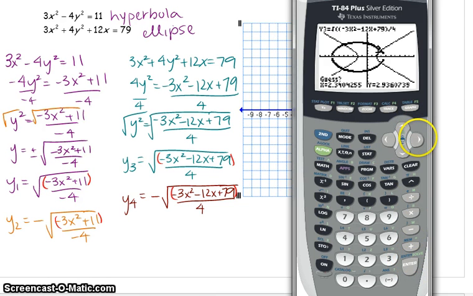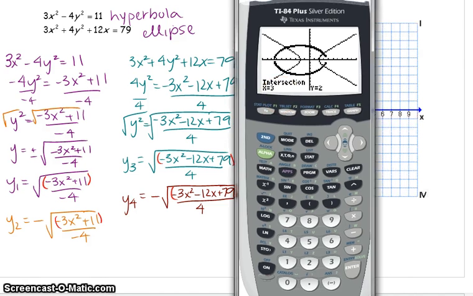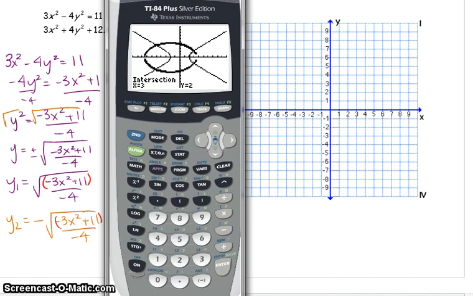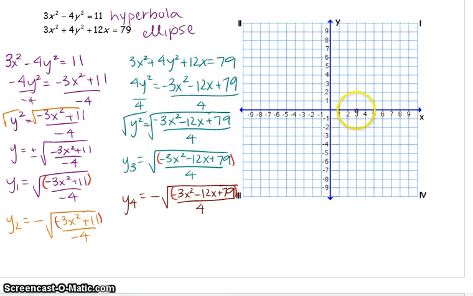Then we can move a little bit over towards the intersection point more and hit enter again as we guess. So it gives us our intersection point of 3, -2, so let's graph that. So we are at 3, was it 3, 2? Yep, 3, 2. So we have that point.